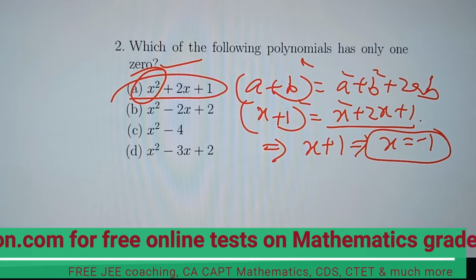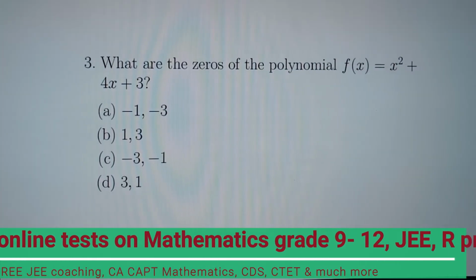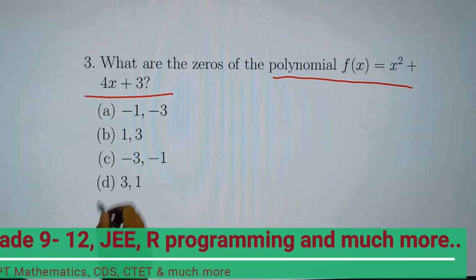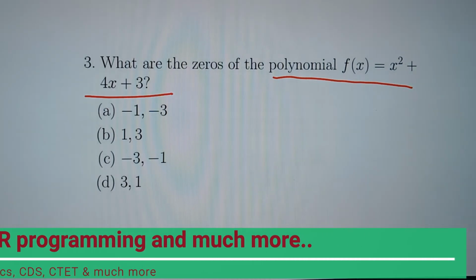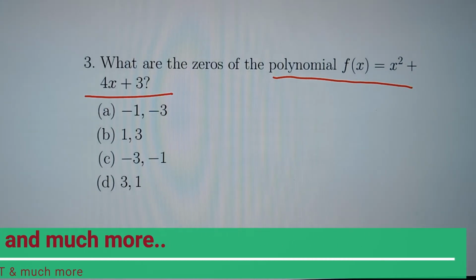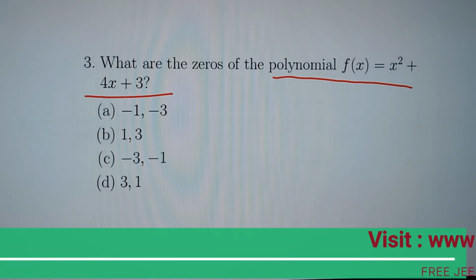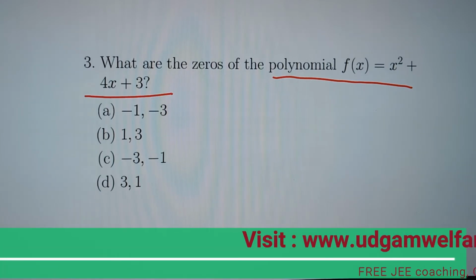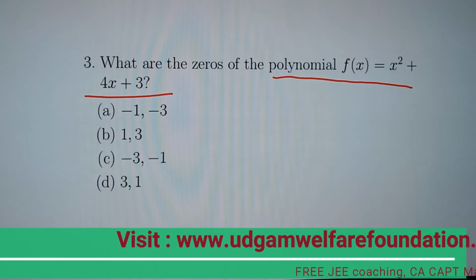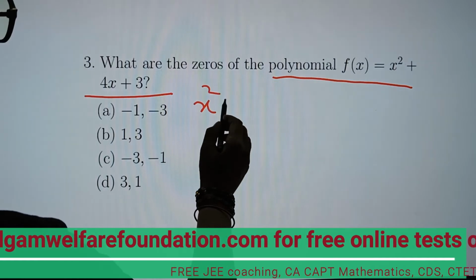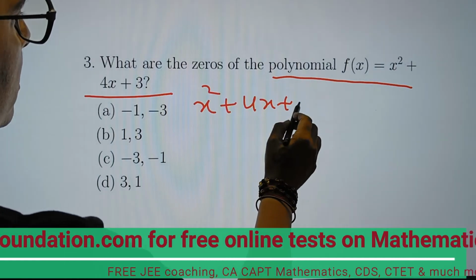Now students, let's move toward question number 3. Question number 3 is: what are the zeros of the polynomial f(x) equal to x square plus 4x plus 3? Now one method is, you can simply substitute the values of the options, but we are not going to do that. We are trying to solve this by splitting the middle term. Here we have x square plus 4x plus 3.